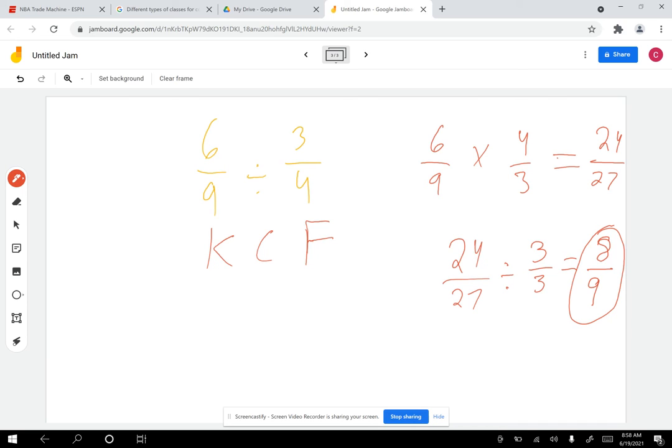So a lot of times you're going to hear people say multiply the reciprocal. What they mean is keep, change, flip. So instead of dividing, we can just multiply and flip our second fraction, and it's the same thing as dividing. Never, ever, ever make yourself divide fractions when all you have to do is multiply the reciprocal. Okay, like I promised, this video was going to be short, sweet, and to the point.